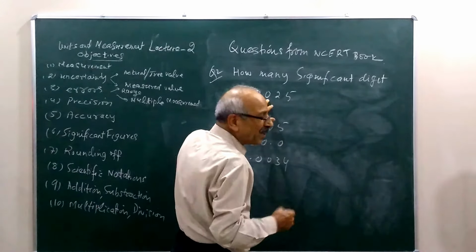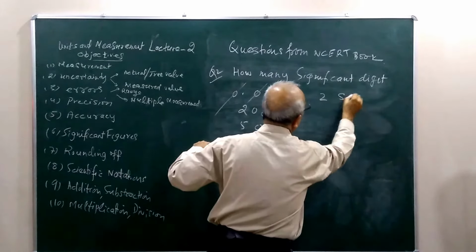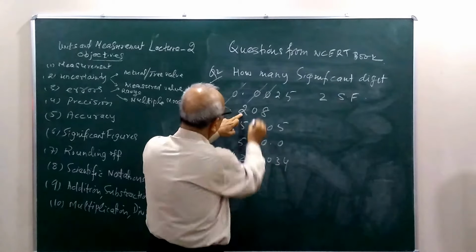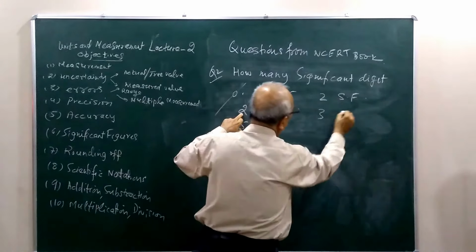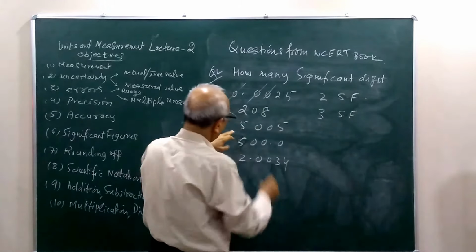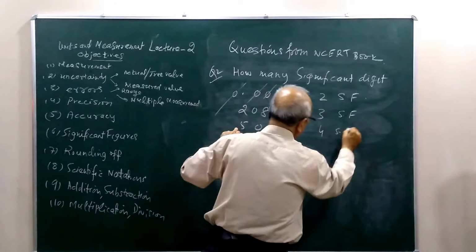Preceding zeros are not significant. This is not significant. This is not. There are only 2 significant figures. Here the 0 is between 2 non-zero digits: 1, 2, 3. 3 significant figures. Here the 0 is between 2 non-zeros: 1, 2, 3, 4. 4 significant figures.